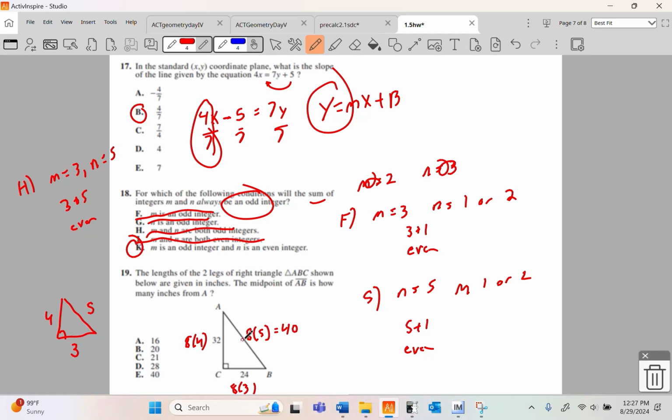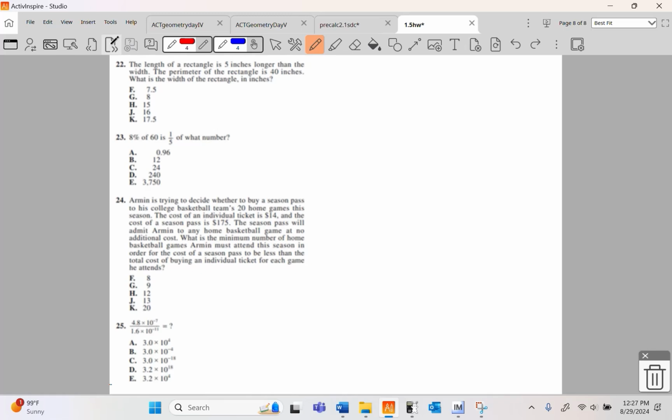Now they talk about the midpoint of AB, which would be halfway down, 20 inches from A. It's about 3, 4, 5 right triangles. The ACT loves 3, 4, 5s and 5, 12, 13s. And there's another one I can't think of right now. Brain fog is too high.